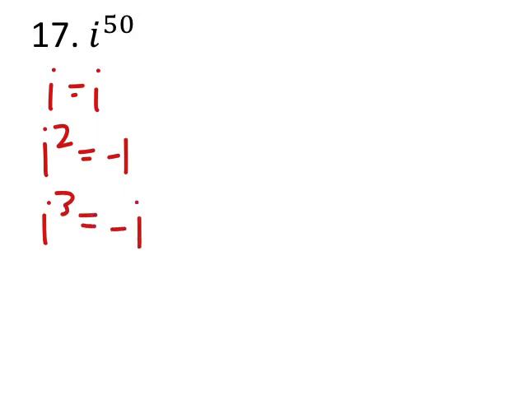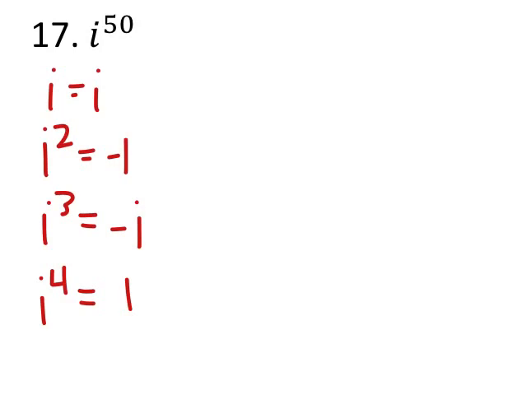Alright, 17, this is i to the power of 50. Well, in order to figure this one out, some of you may remember this. i is just i. i squared is a negative 1, i cubed is a negative i, and i to the fourth is a positive 1. So this should help us to figure out what this is. Let's go ahead and look.